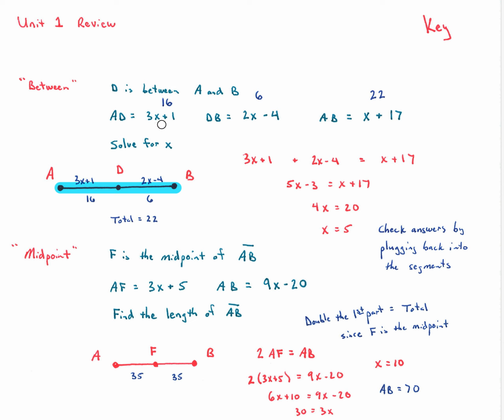And then it says AD is 3x plus 1, so I put a 3x plus 1 here. DB is 2x minus 4. I put it there. And then it says AB is x plus 17. Okay, so AB is the total.